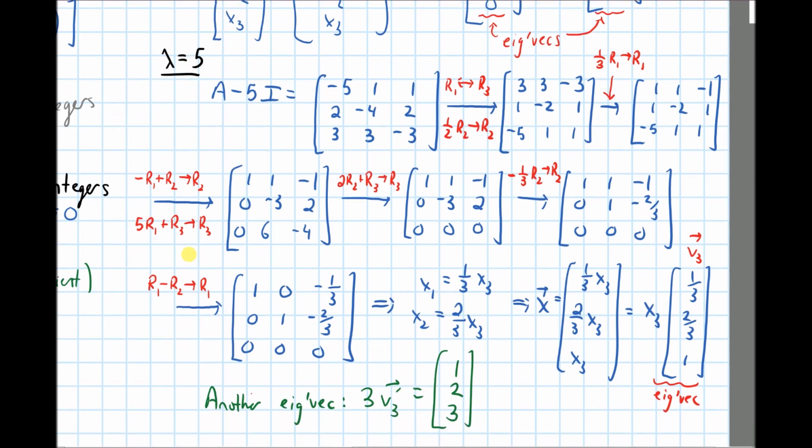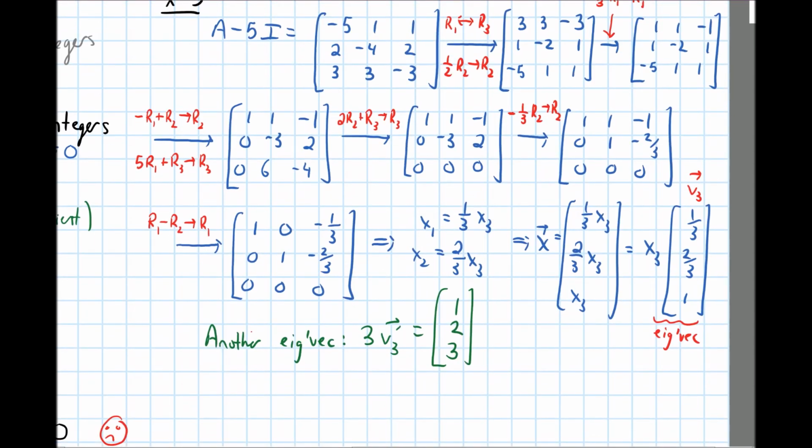Okay, so we have three linearly independent eigenvectors total. And because our matrix was 3 by 3, it's going to be diagonalizable.